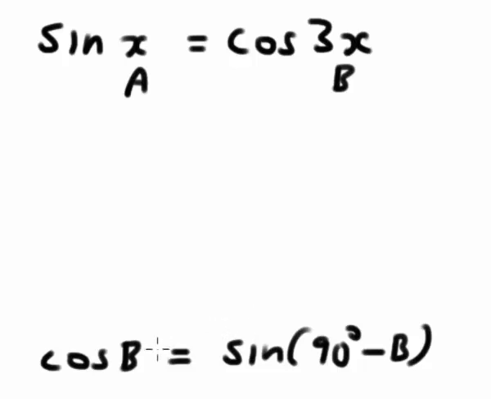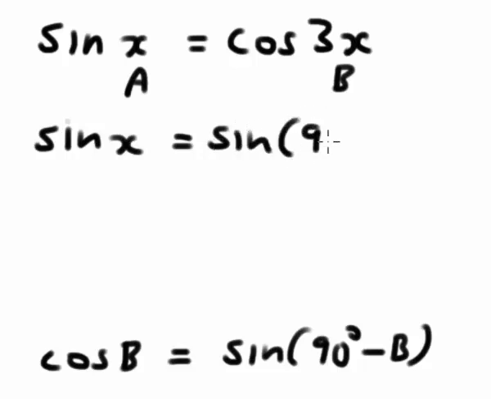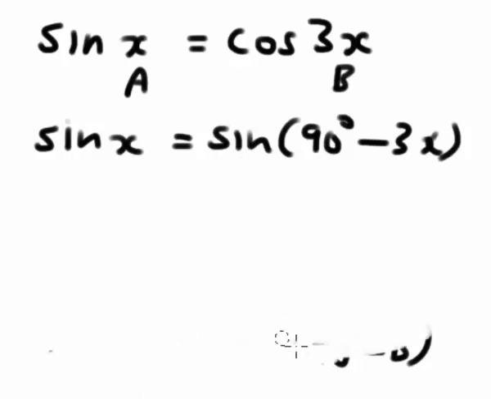We're going to go backwards. We're going to say cos b, this one here, is the same. So we're going to make them both sines. So that is sine of 90 minus the b thing, which is 90 minus 3x. Do you see that there? And that's brilliant because now we're in a position to apply the rule for sine.